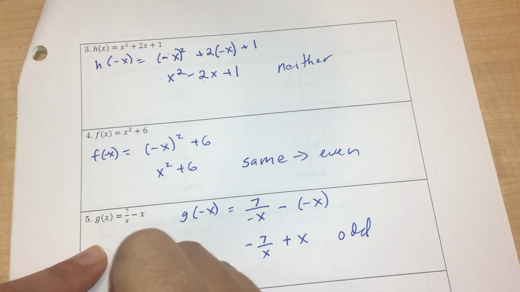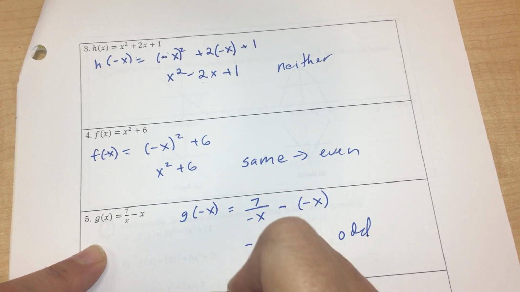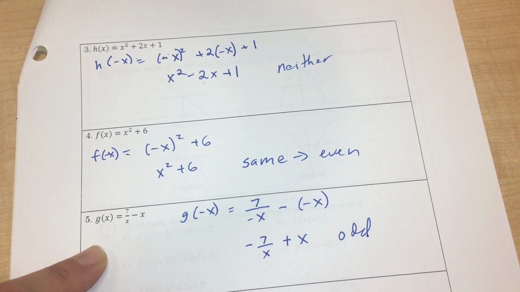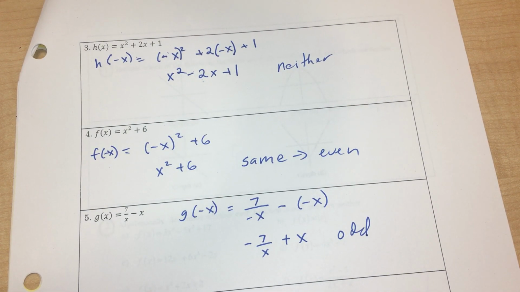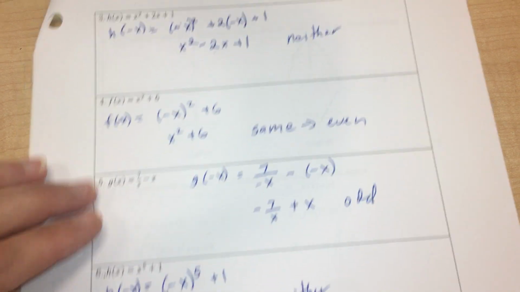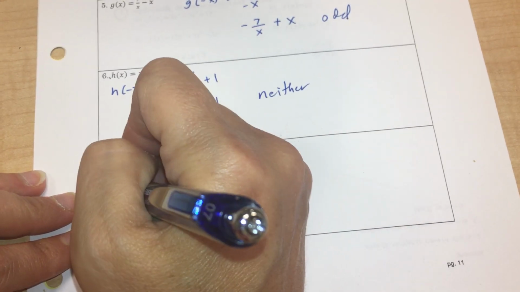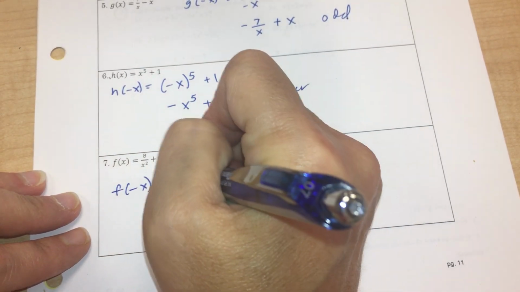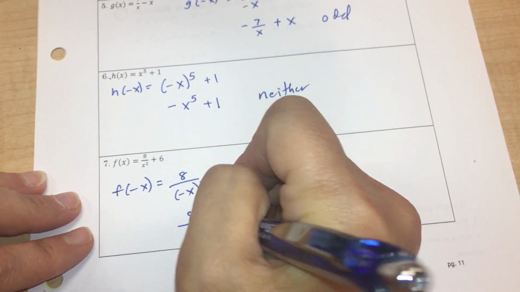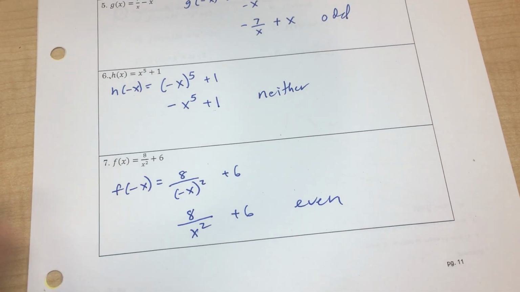So now I'm going to do h of negative x equals negative x to the 5th plus 1. That's going to be negative x to the 5th plus 1. Okay, so this one, the first term is opposite, the second term is the same. This is neither. Number 7, I've got f of negative x equals 8. And that one is even, comes up exactly the same.